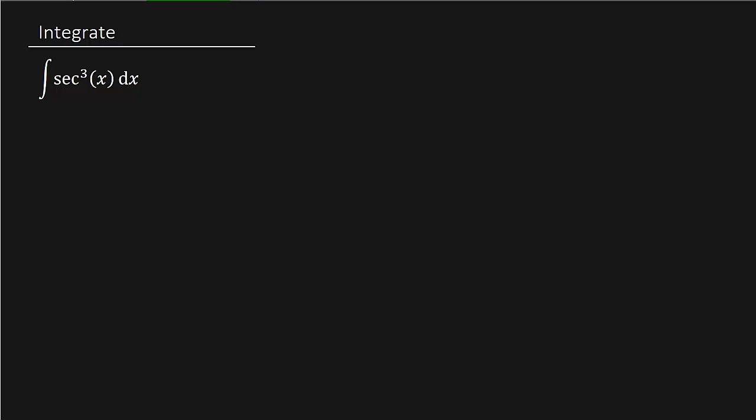Here we are going to learn how to integrate secant cubed x. This comes up a little bit in calculus, so I figured we'd go ahead and figure out how to integrate this thing. So the first thing we want to do is rewrite this as the integral of secant x times secant squared x dx. We're just going to split secant cubed up into secant times secant squared.